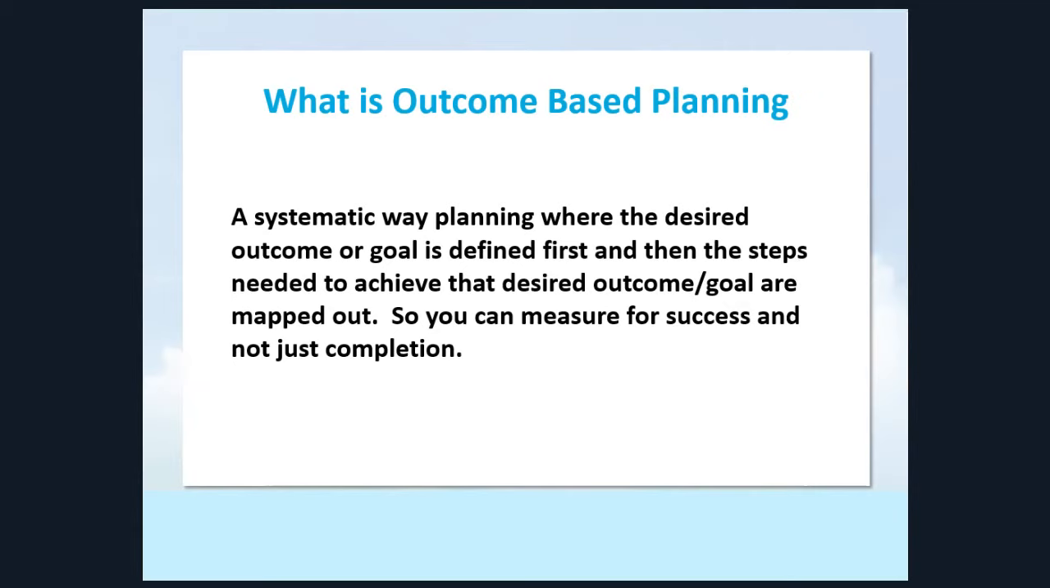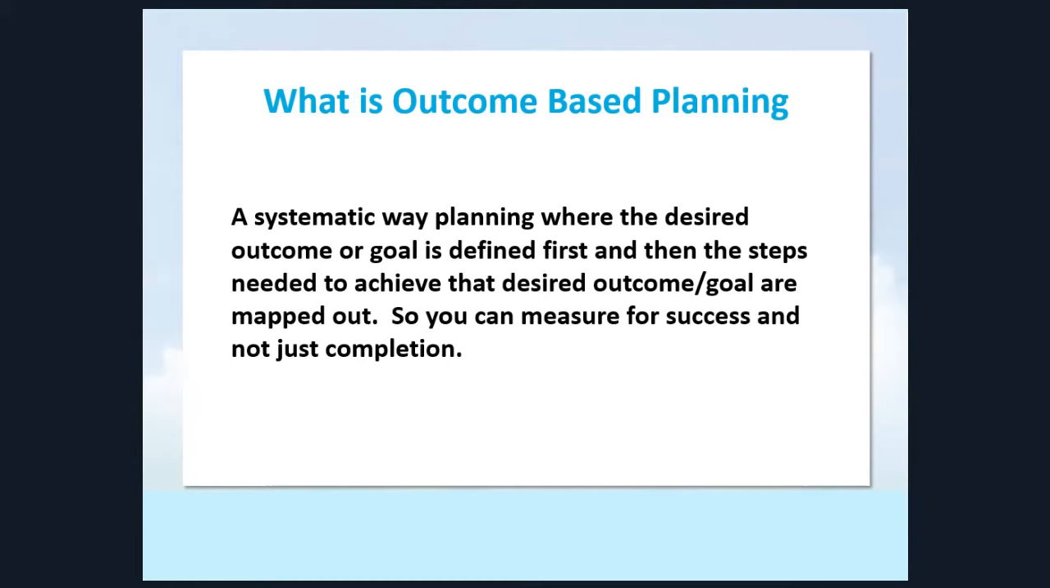So let's start. What is outcome-based planning? It's a systematic way of planning where the desired outcome or goal is defined first, and then the steps needed to achieve that desired outcome or goal are mapped out. So you can measure for success and not just completion. So by that, what we're talking about is beginning with the end in mind. It's a very simple Covey concept where when we begin, we want to understand where we want to be and then work backwards, systematically understanding each step from where we want to be to where we are, and setting definable goals and measurables for each one of those steps.